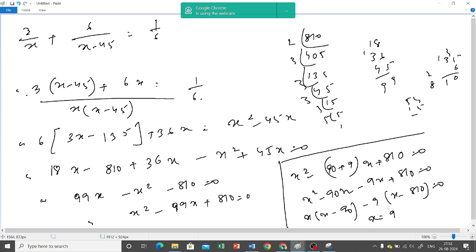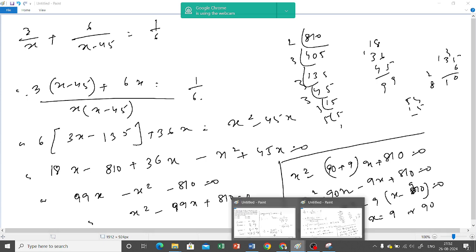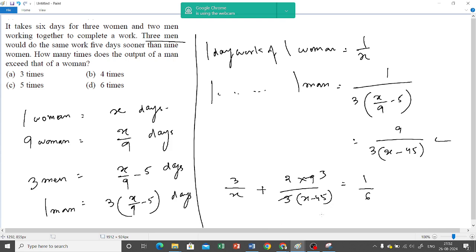So x is 9 or 90. The value of x is coming 9 or 90. Okay, now the question is, how many times does the output of a man exceed that of a woman? Okay, one day work of woman is this. One day work of man is this.